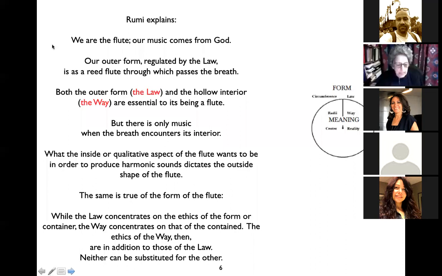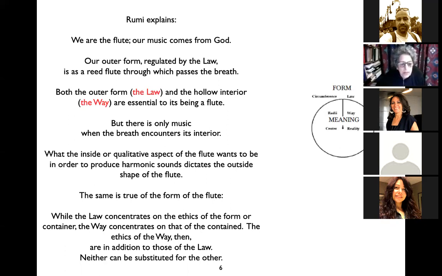So now we get to what Rumi says. He says that we are the flute and our music comes from God. In other words, this outer circumference is like a flute. It's like a ney, the reed flute. Its outer form, regulated by the law, is as a reed flute through which passes the breath. Both the outer form and the law, and the hollow interior or the way, are essential to being a flute. But there's only music when the breath encounters its interior.